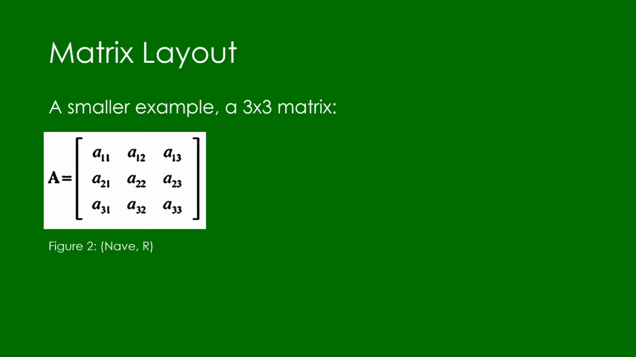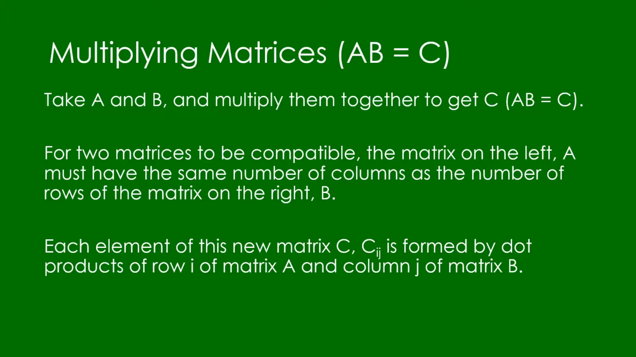Now that we understand the layout of a matrix, we can discuss how to multiply matrices. Let's take two matrices, A and B, and multiply them together to get a third matrix, C. Before multiplying two matrices, you must check that their dimensions are compatible. For two matrices to be compatible, the matrix on the left, A, must have the same number of columns as the number of rows on the matrix on the right, B. Each element of this new matrix C, C sub ij, is formed by the dot product of row i of matrix A and column j of matrix B.